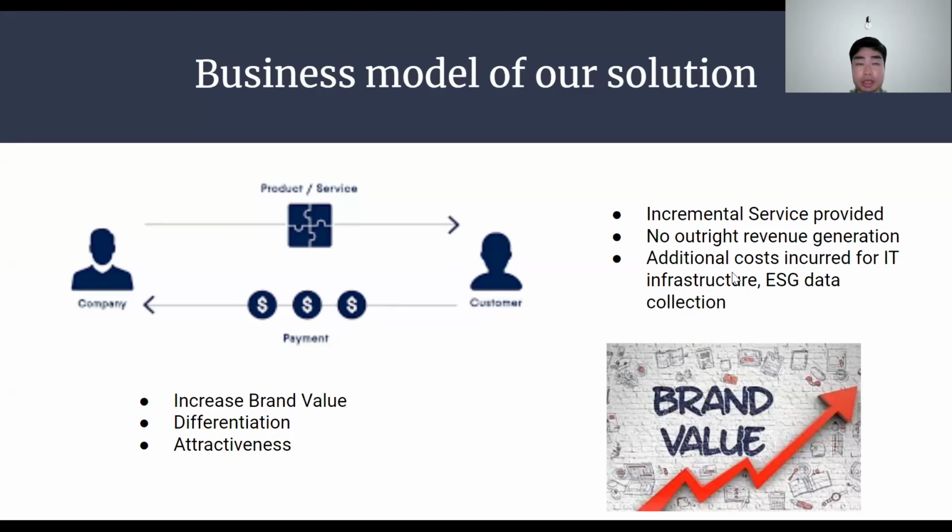There is no outright revenue generation. However, this is an incremental service, part of the package that we provide to clients, and this in turn could make our offerings more attractive compared to competitors. Being well positioned as a bank that promotes ESG has a lot of value as well. What we could see is that this increase in brand value leads to more clients, more assets under management, and thereby ultimately increases the profitability of the bank.